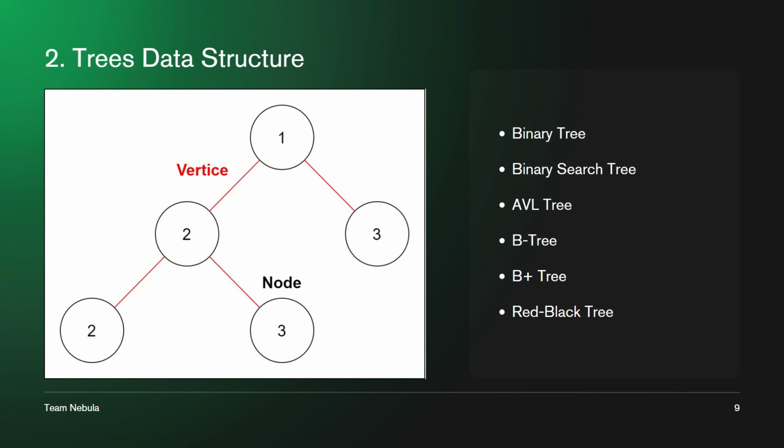Tree data structure. A tree is also a collection of vertices and edges like a graph. However, in a tree data structure, there can only be one edge between two vertices. Familiar tree-based data structures include binary tree, binary search tree, AVL tree, B tree, B plus tree, red-black tree.